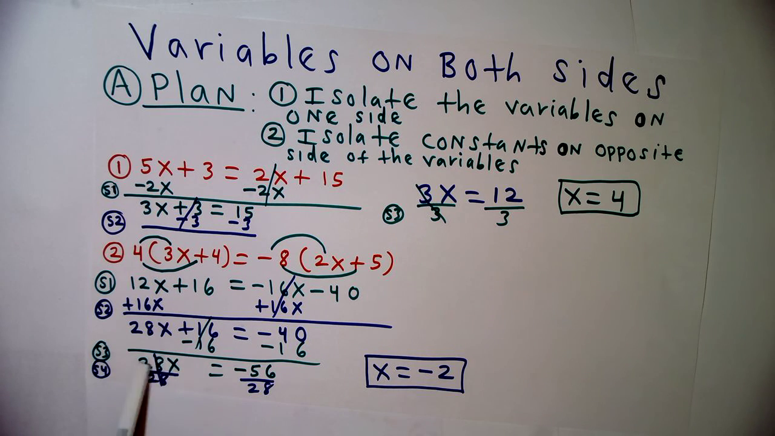Y como aquí yo estoy multiplicando, yo voy a usar la propiedad de igualdad de la división. Voy a dividir cada lado por 28. El 28 desaparece. Me queda la x, símbolo de igual. Y no olviden, cuando se divide como se multiplica, si los signos son diferentes, siempre me va a dar negativo. Y 56 dividido entre 28 me da 2.